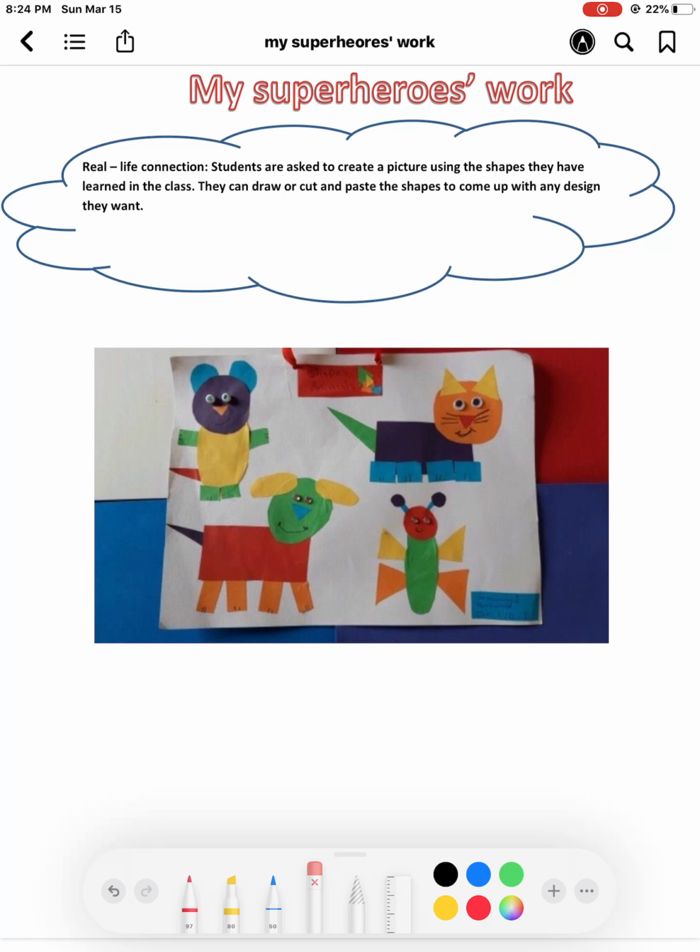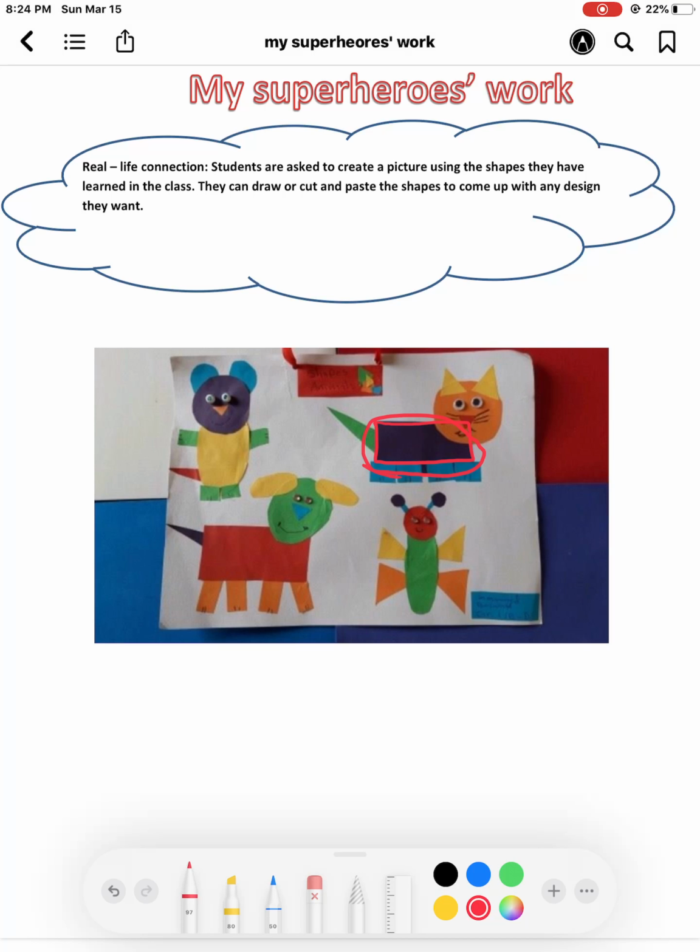Now, what about the body of the cat? Actually, Muhammad used a rectangle. This part is a rectangle. I can see that this was the part that Muhammad used to create his cat. How did I know that this is a rectangle? A rectangle has two long sides and two short sides.